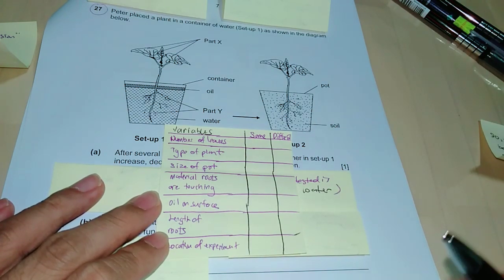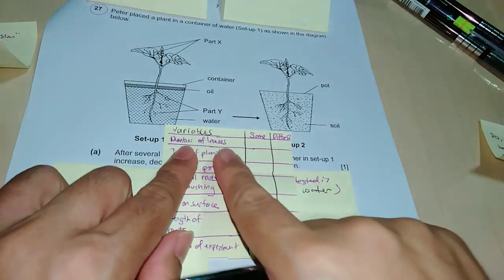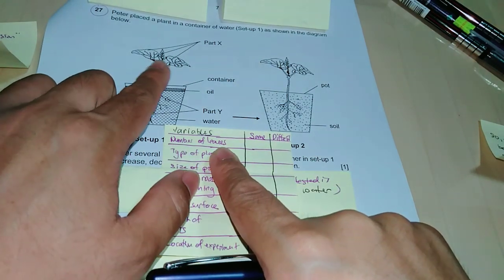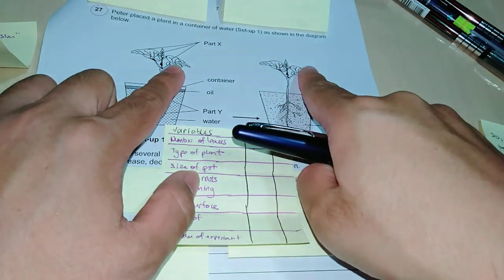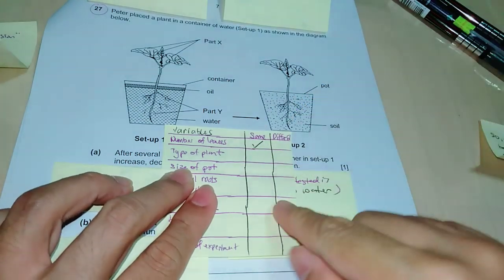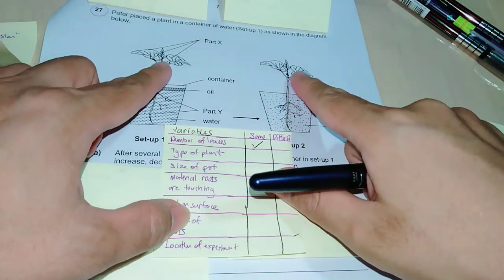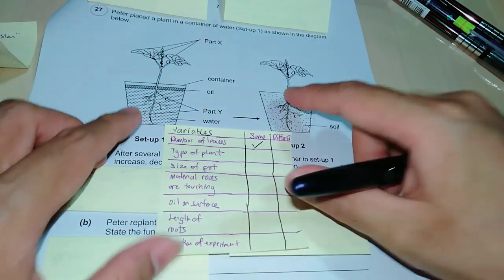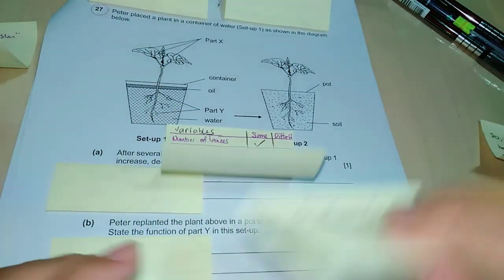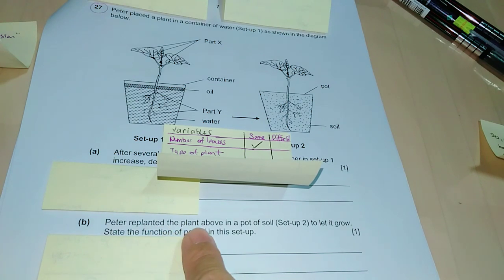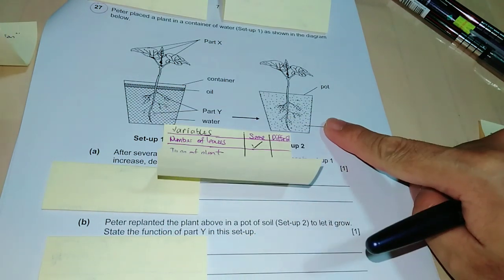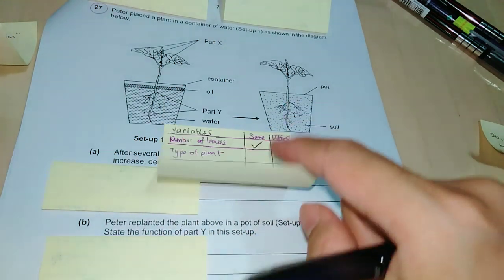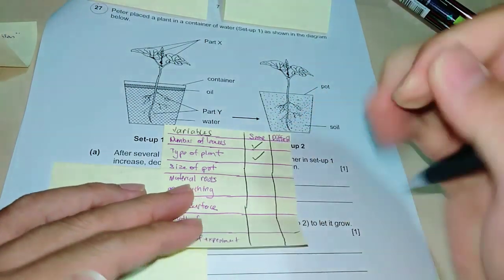So let's take a look at these two setups. Let's look at the number of leaves. 1, 2, 3 leaves. 1, 2, 3 leaves. Same number of leaves. Type of plant. I can't tell for sure, but it looks like the same. And in the question below, you see, Peter replanted the plant above in a pot of soil, which is this. So the same plant was used. Definitely the same plant was used.